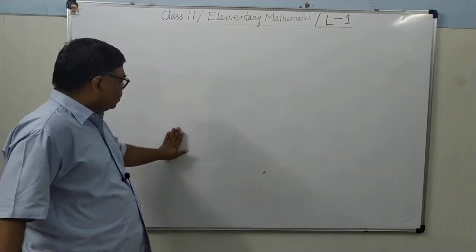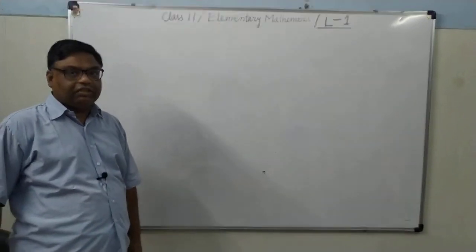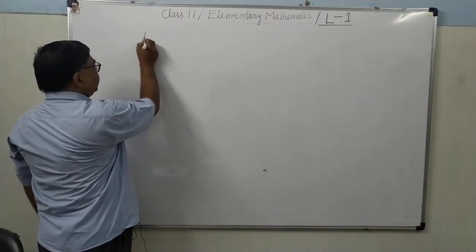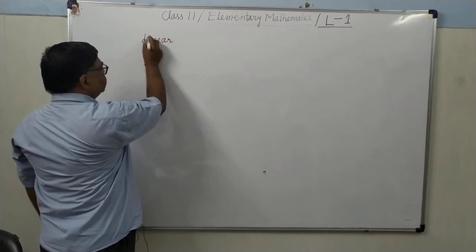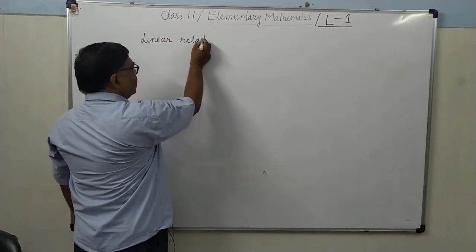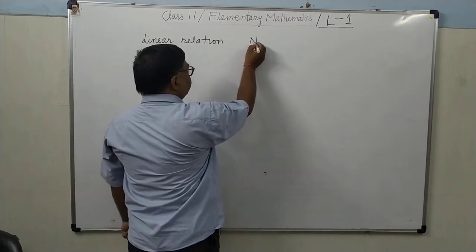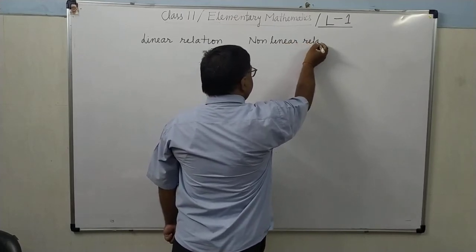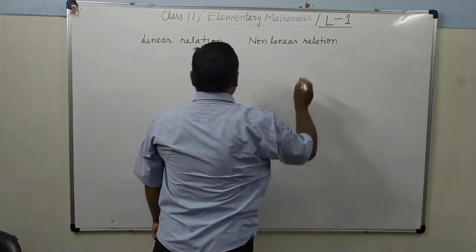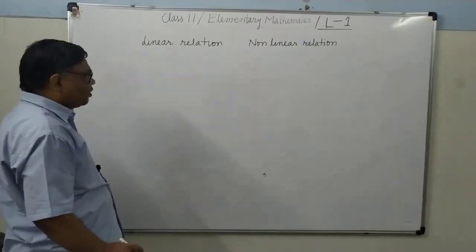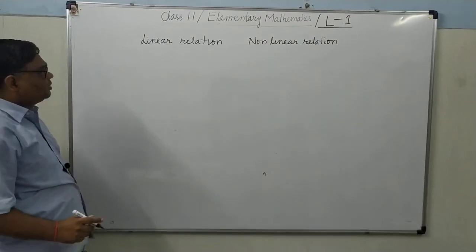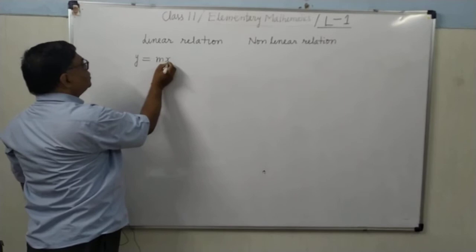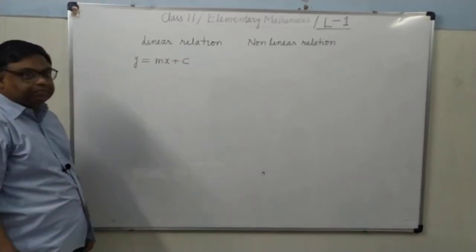So see here, first there are certain types of algebraic relations. One is the linear relation and the other is the non-linear relation. Linear relation, sometimes we also call it a function. It's clear. Linear relation, its equation will be like this: y equals mx plus c.